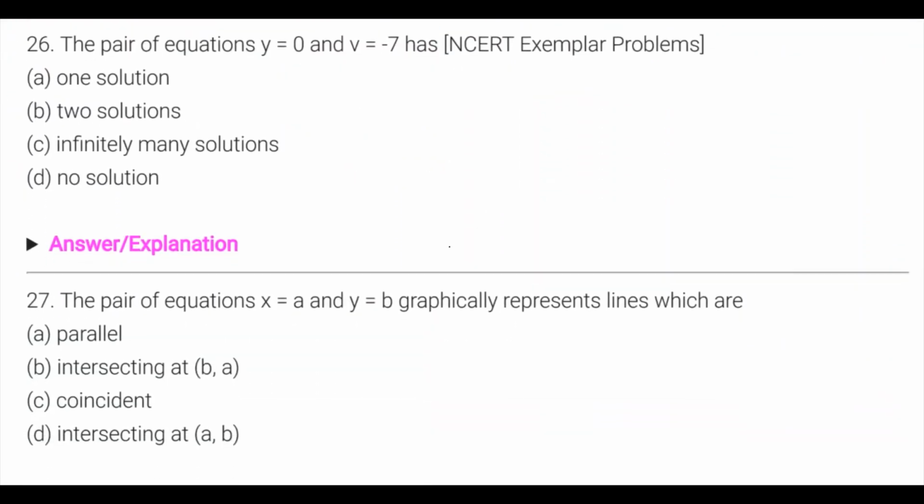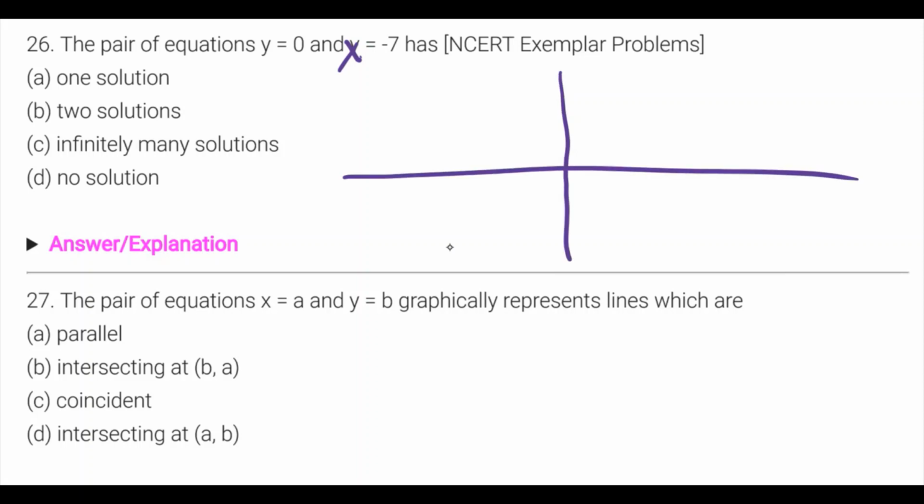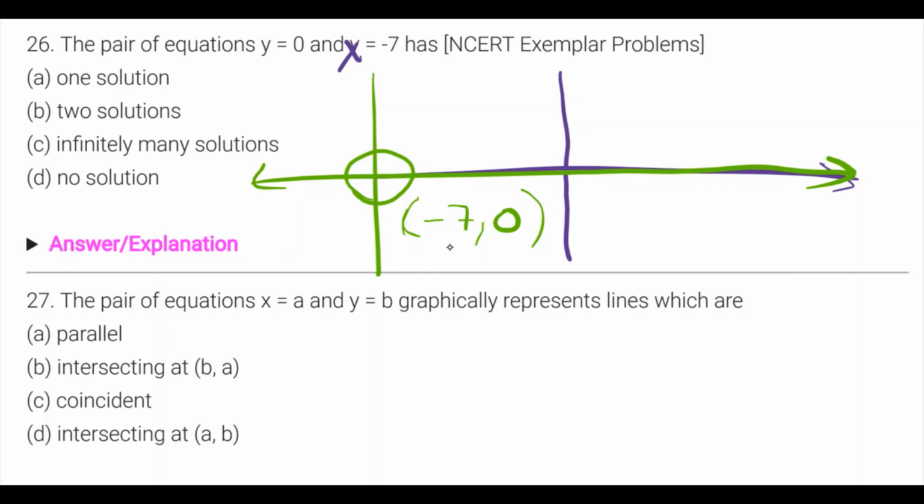So the 26th question is, the pair of equations, this is x equals minus 7, I guess. So if you try to plot a graph, y equals 0 is the x-axis, this is y equals 0, and x equals minus 7. X equals minus 7 is here. They're meeting at one point, which is minus 7 comma 0. So we have only one solution.